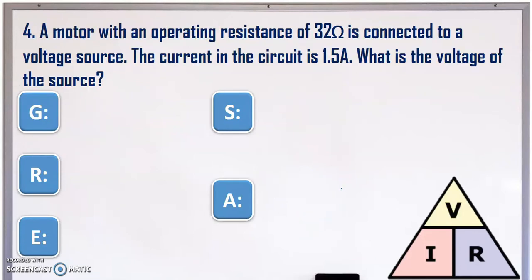A motor with an operating resistance of 32 ohms is connected to a voltage source. The current in the circuit is 1.5 amperes. What is the voltage of the source?